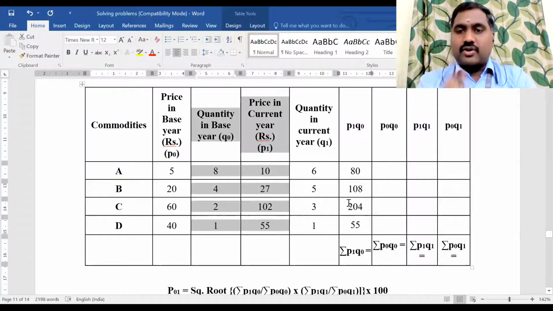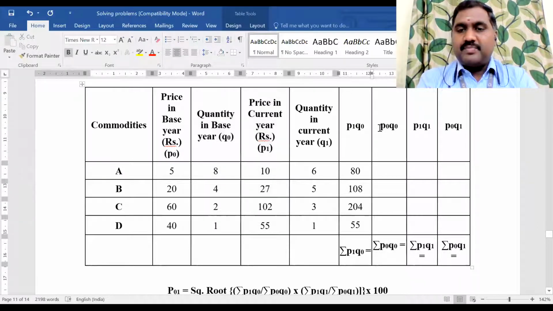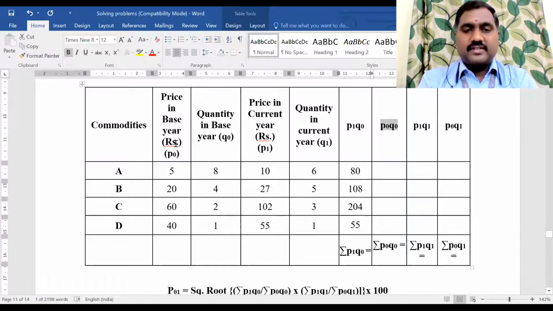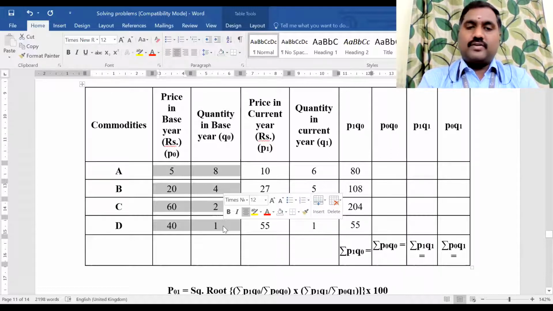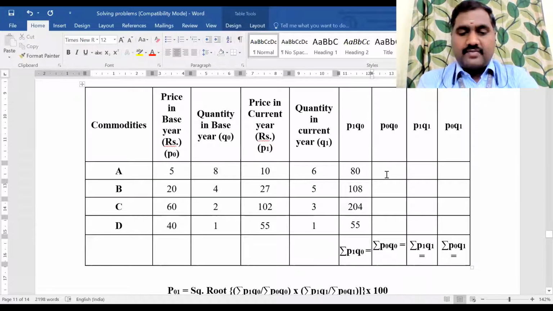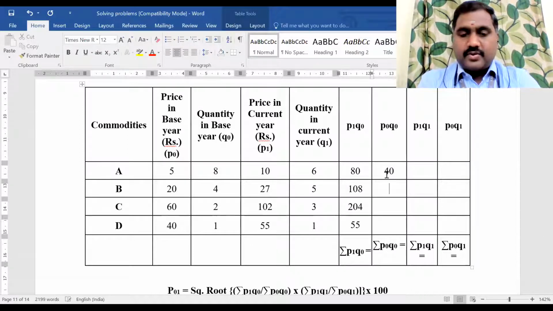Now move on to the next column. We need the P0 Q0 cell. So where is P0 Q0? This is the first and second column, second and third column. This is P0 Q0. That means we have to multiply all these: 5 into 8, 20 into 4, 60 into 2, 40 into 1. So 5 into 8 will be 40, 20 into 4 will be 80, 60 into 2 will be 120, and 40 into 1 will be 40. So we got the second combination also.